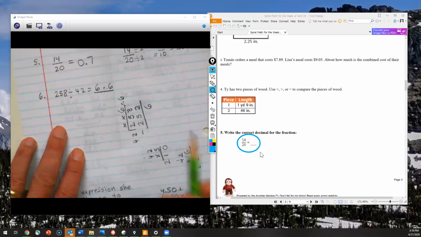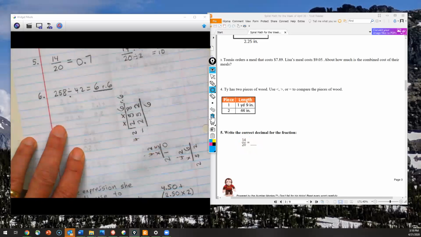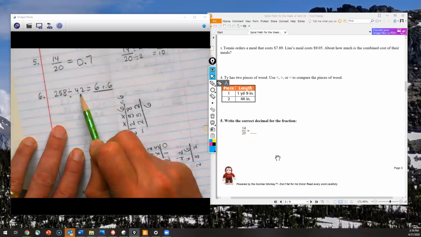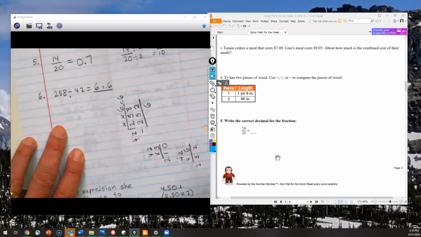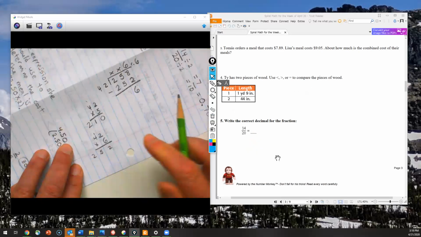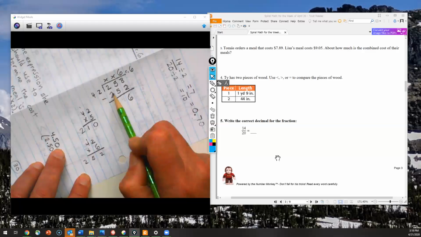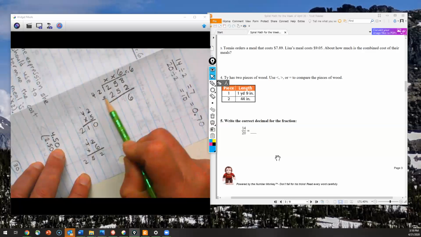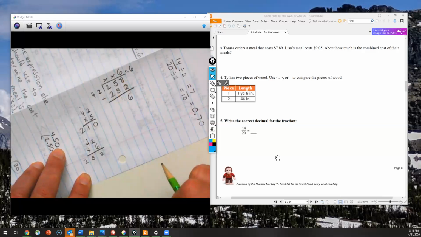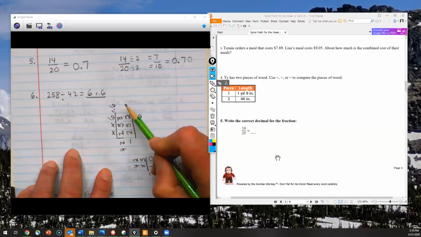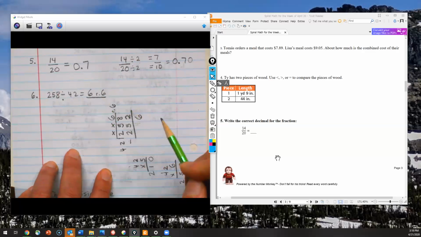On number 6, I divided 258 divided by 42. Let's try that again. 258 divided by 42 will equal 6 remainder 6. I really wanted to make sure that you are showing your work here by dividing sideways and also showing me your fact bank right over here, showing me how you multiply to find this dividend. You should end up with 6 remainder 6. Make sure that you're checking for calculation errors if you did not get the same quotient as I did.